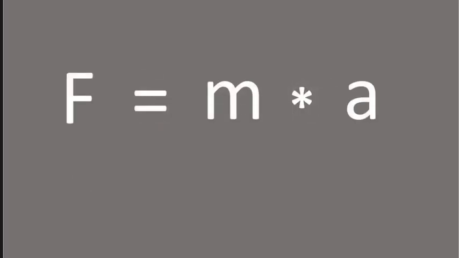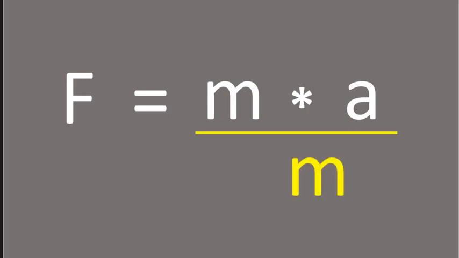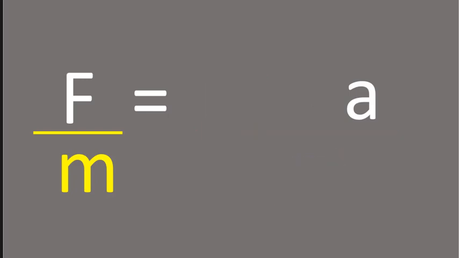Alright, moving forward, the same thing will work if we're trying to find acceleration, right? If we're trying to find acceleration, we look at what is happening to a. It's being multiplied by m, so we're going to divide by m. We have to do the same thing to the left side because it's an equation. On the right side, the m's cancel out, so we have A all by itself, and we have a new formula, F over M equals A.